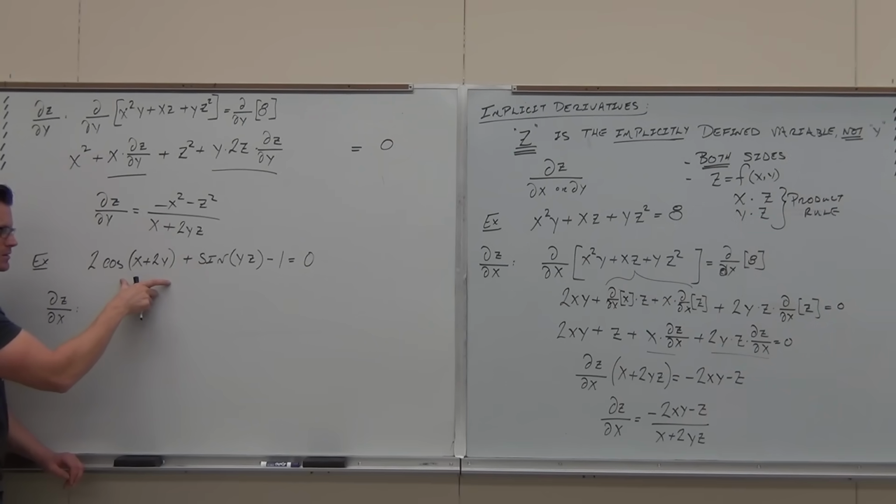Can you tell me the derivative of this guy? What is it? 2y. 2 what? Oh goodness, I've lost you. Negative 2 sine. So it should be negative 4y sine x.